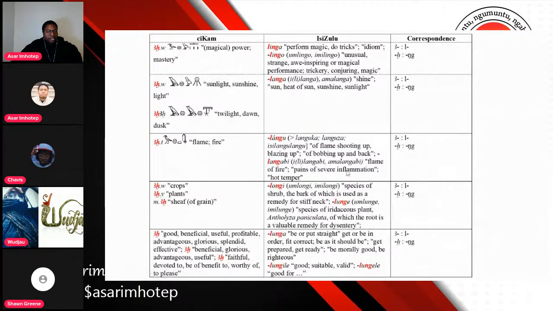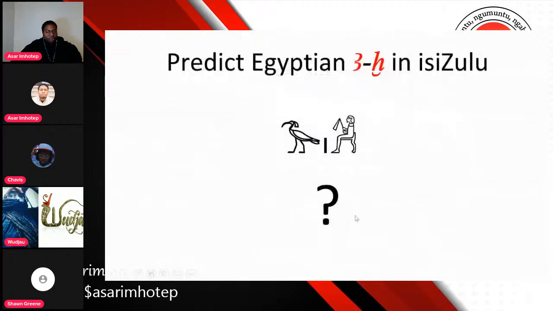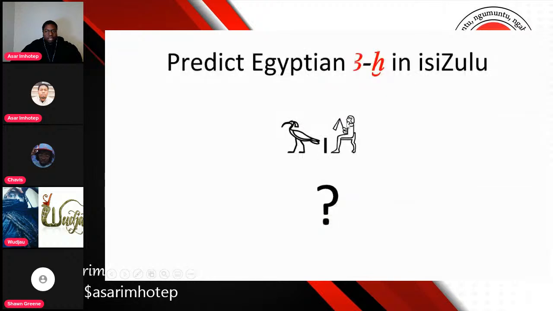But in this case here, we set up the sound correspondences for Ak, but I didn't give you the word and I didn't give you the textual context. We're going strictly off of the grapheme itself. And so we're asking here, given our isiZulu correspondences, and we have a guess here, we have this word Ak.